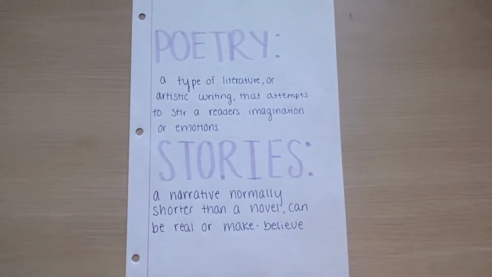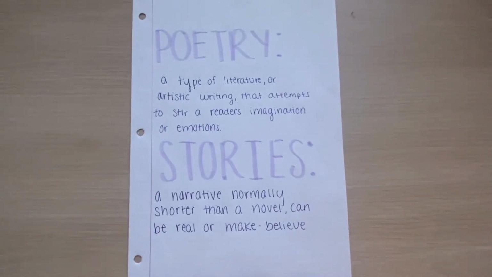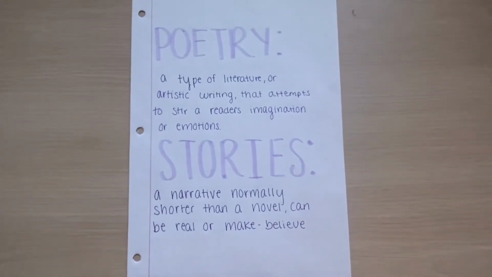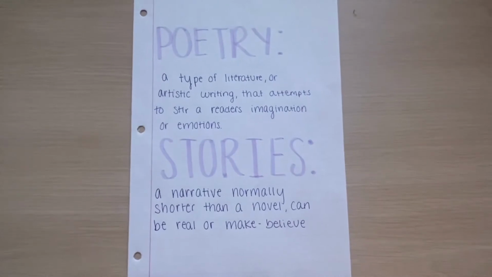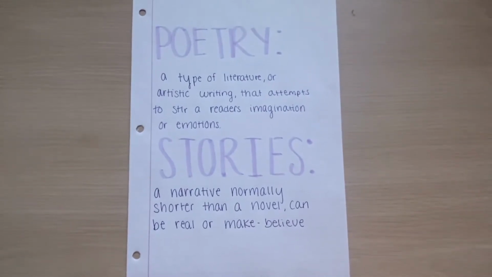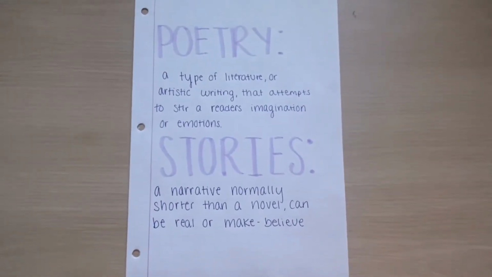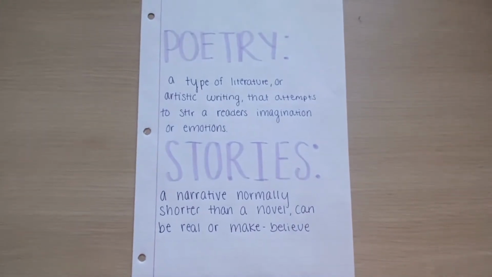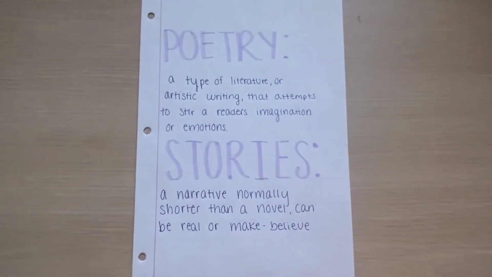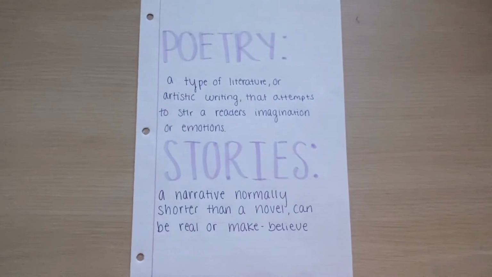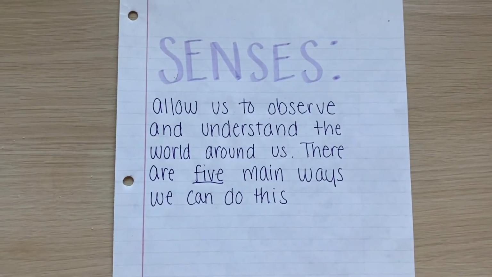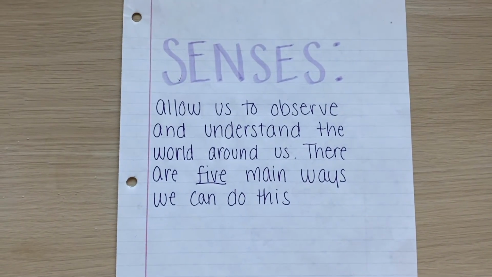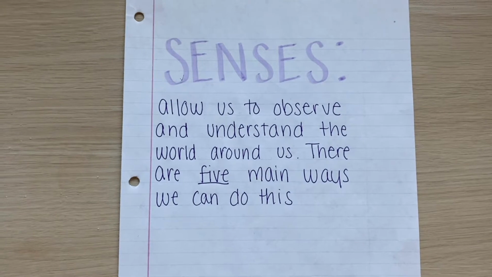Let's get started. The first two words we have are poetry and stories. Poetry is a type of literature or artistic writing that attempts to stir a reader's imagination or emotions. Stories are a narrative normally shorter than a novel and can be real or make-believe. Next we have senses. Senses allow us to observe and understand the world around us.